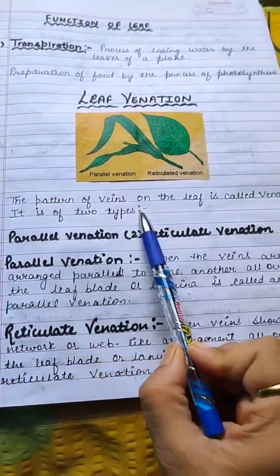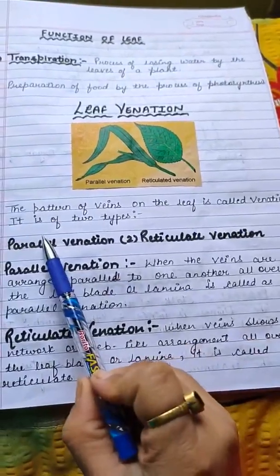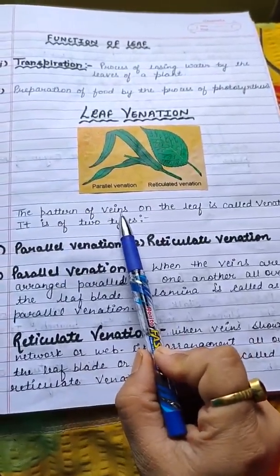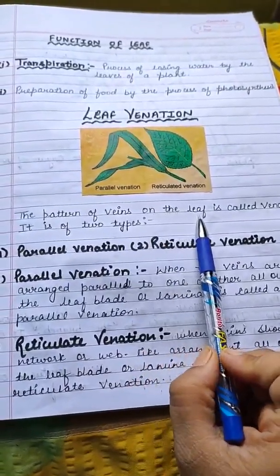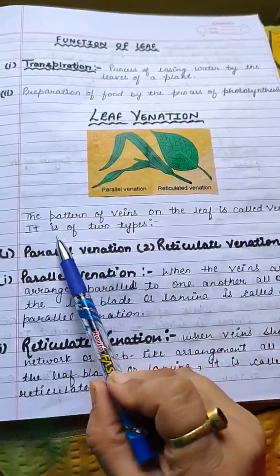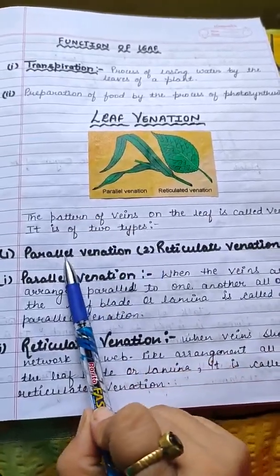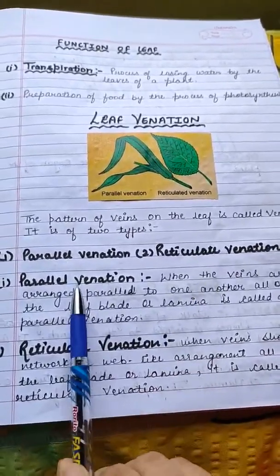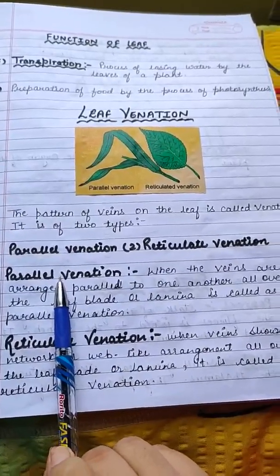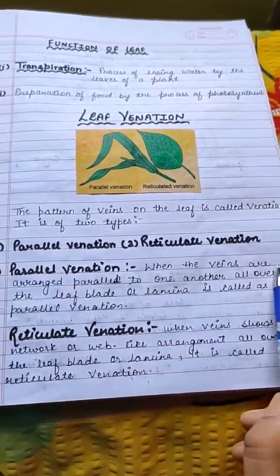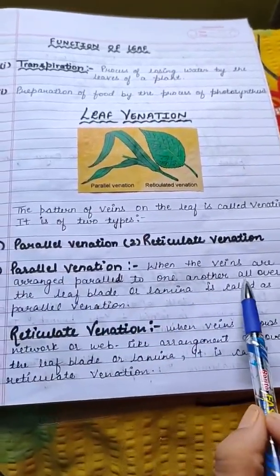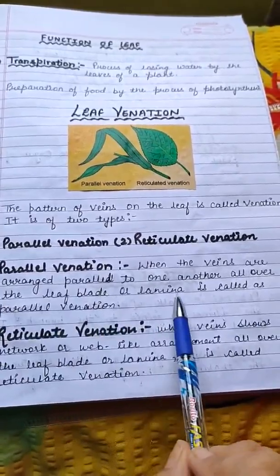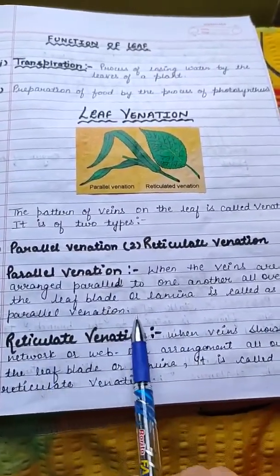The pattern of veins on the leaf is called venation. The pattern of veins which is present on the leaf is known as venation, and it is of two types. Number one is parallel venation and number two is reticulate venation. So first is parallel venation. When the veins are arranged parallel to one another all over the leaf blade or lamina, it is called parallel venation.